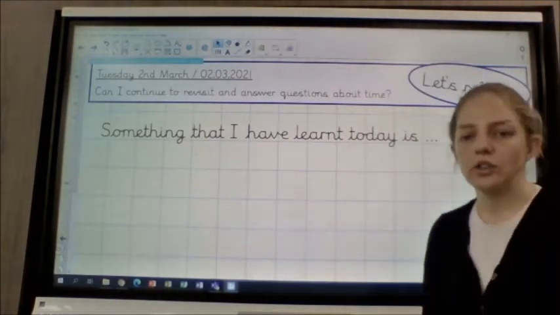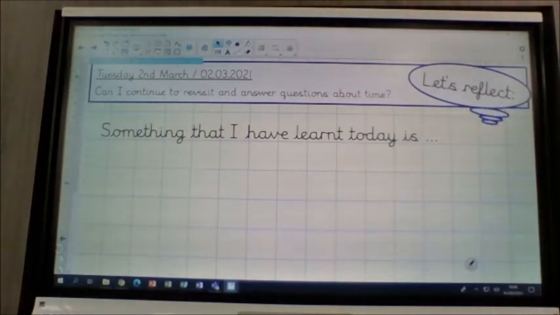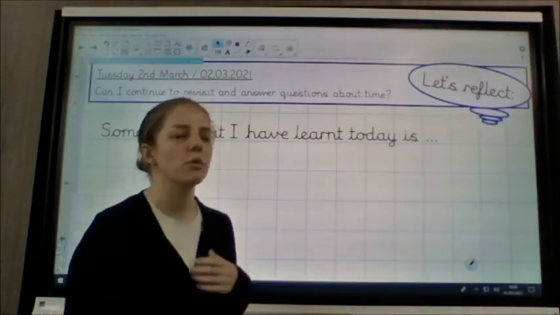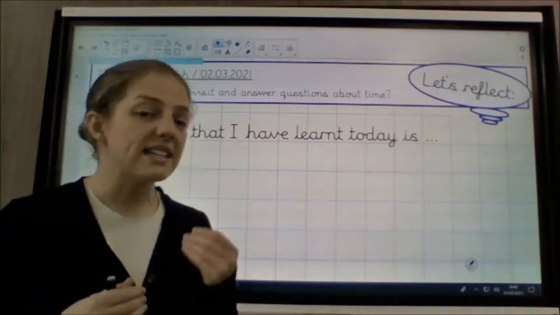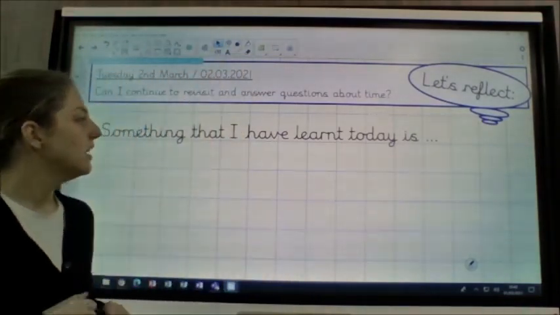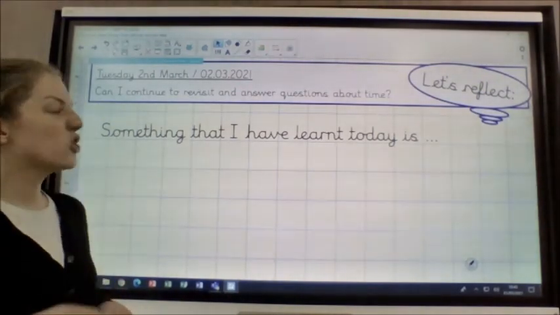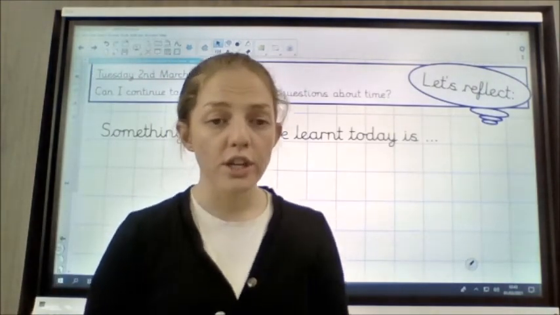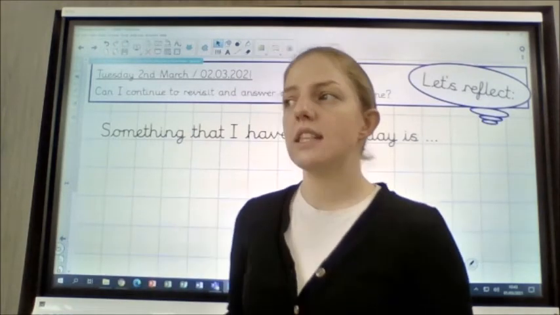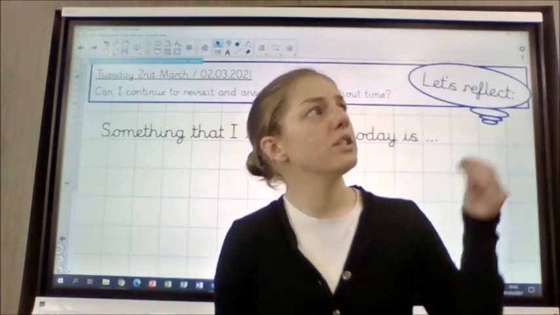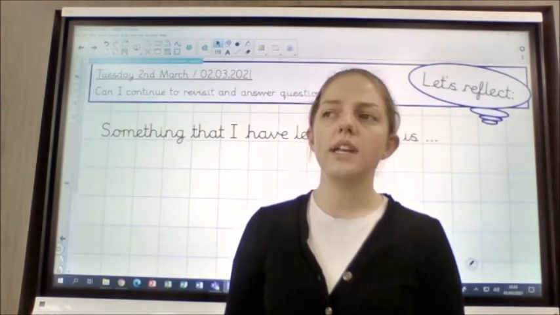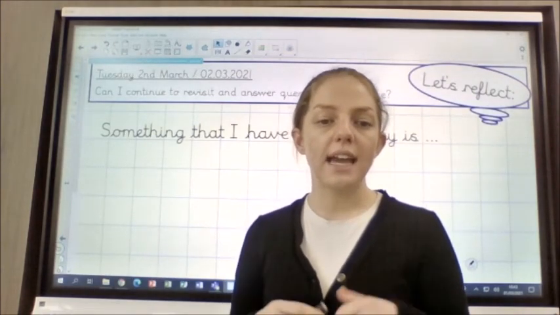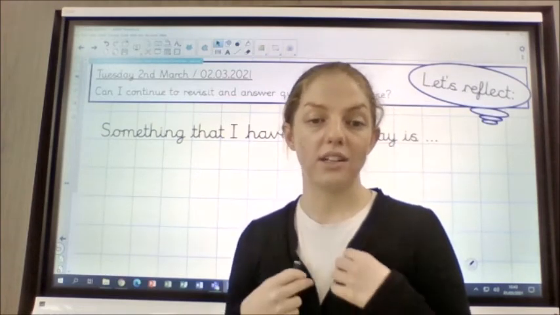And your last part for today is a reflection. So we're going to continue with these reflections just so we can understand what worked well, what we might change, what we found hard or easy, and little ways to help us to remember what we have learned today, okay? So your reflection for today is something that I have learned today is, what is it that you have learned? Is it that you have learned to convert a 24-hour clock? Is it that you have learned how to count the minutes on a clock face? Or is it that you have learned how to write time digitally? What is it that you have done today that you would like to write down or reflect on, okay?